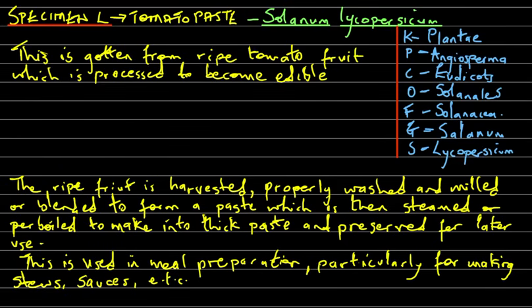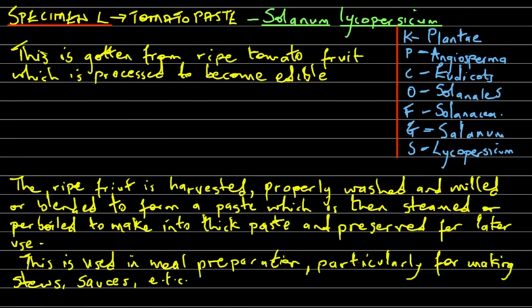Now, this specimen is gotten from ripe tomato fruit, which is processed to become edible. How do we go about that? When we harvest the tomato, we wash it properly and then we mill or blend it to form a paste. After that, we steam it or parboil it to make it edible. After steaming, we can go about eating the specimen.